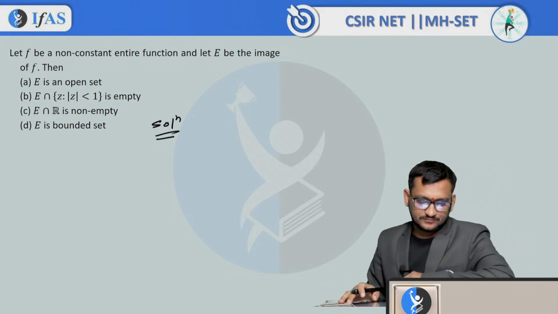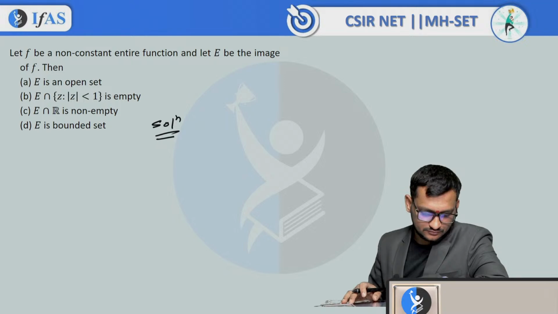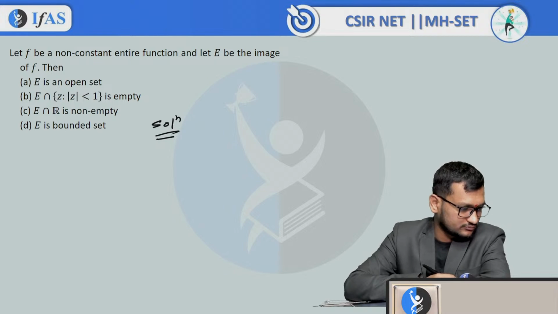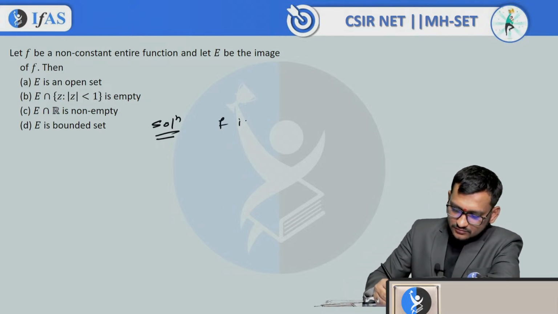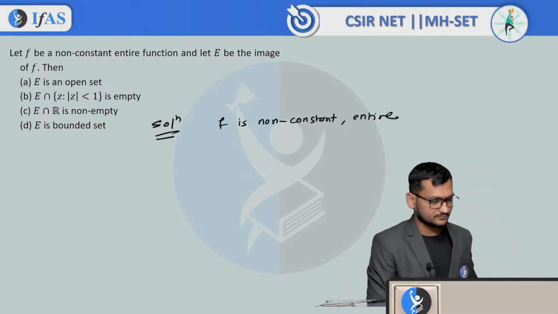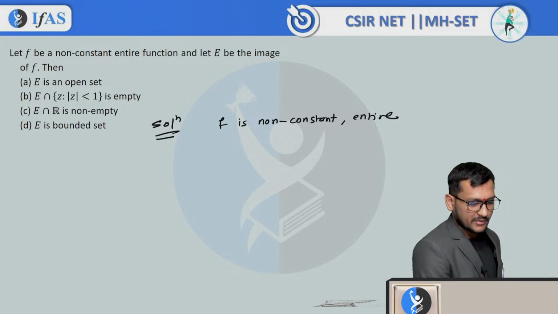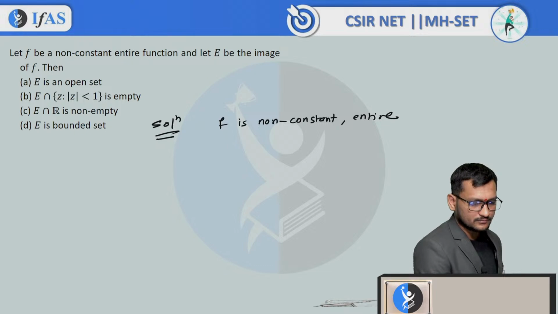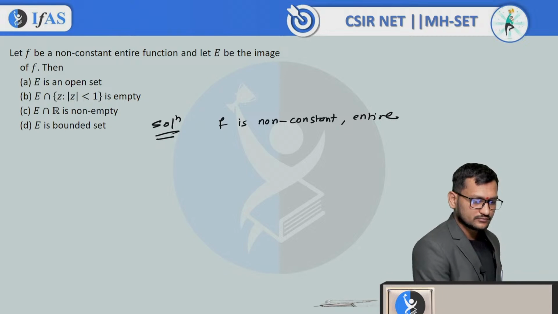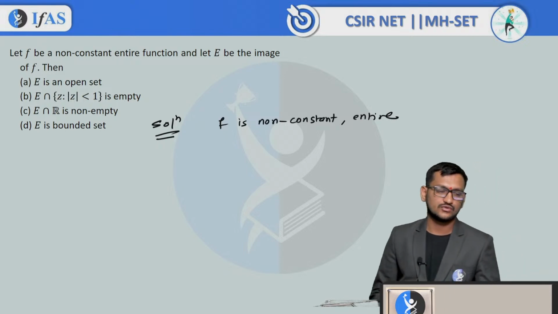E is an open set. You see, f is non-constant and entire, we have been given. So can we use the open mapping theorem here? Can we use the open mapping theorem? Yes or no? So let's see.